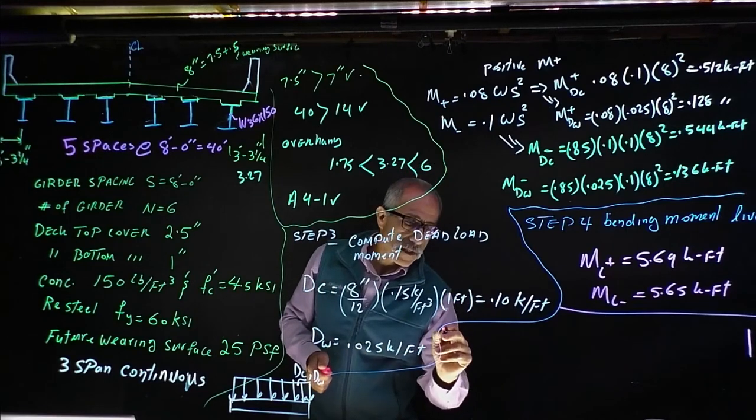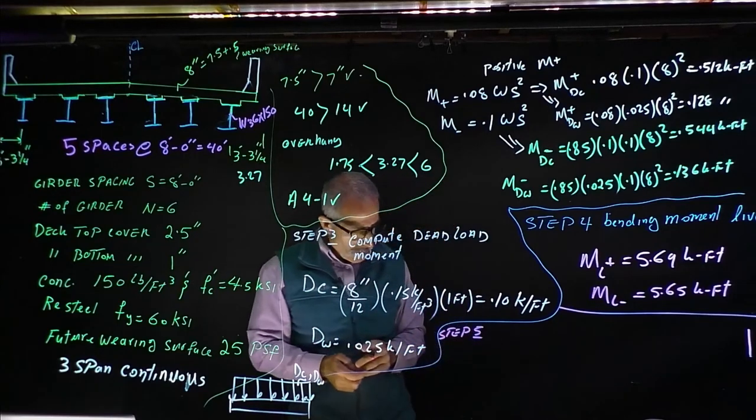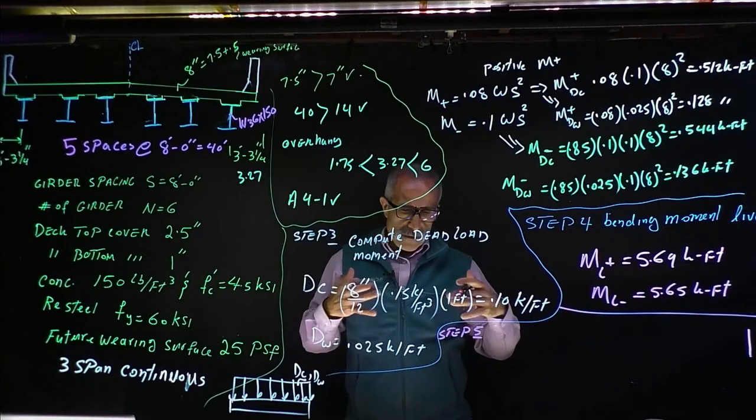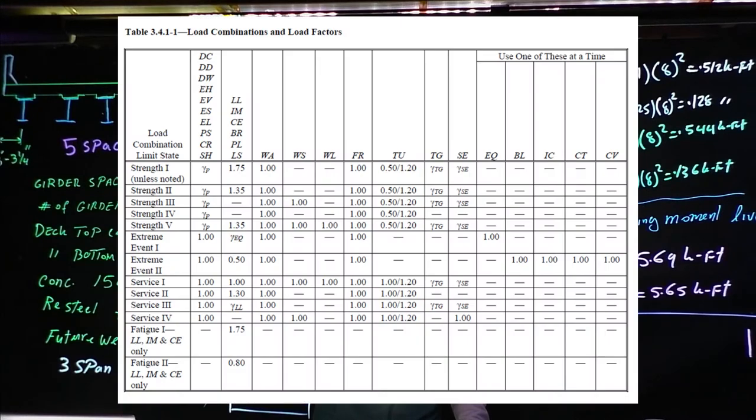Let's go to step 5 right here. In step 5, we're going to calculate the total factored moment. If you look at what I have on the chart here, table 3.4.1-1 for load combinations and load factors, we're going to use Strength 1. Our MF positive is going to come out to, we see all those DC, DD, W, and it has a gamma. So we don't know what the gamma is.